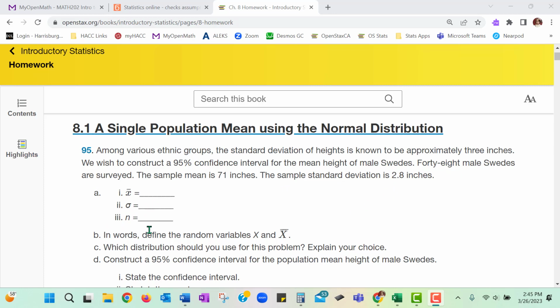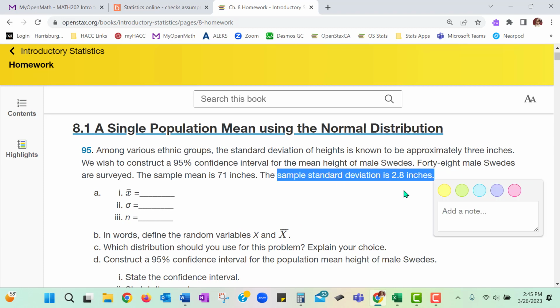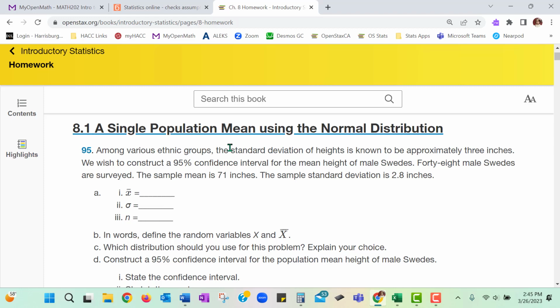So then part A is basically just asking, did you read all of this correctly? X bar is our sample mean, and they told us that that is 71. And then sigma is our population standard deviation. Now, they didn't ever say population standard deviation, but they said sample standard deviation is 2.8. So where they said standard deviation, that would be our population, so 3. And then n is the number of Swedes, so 48 would be n.